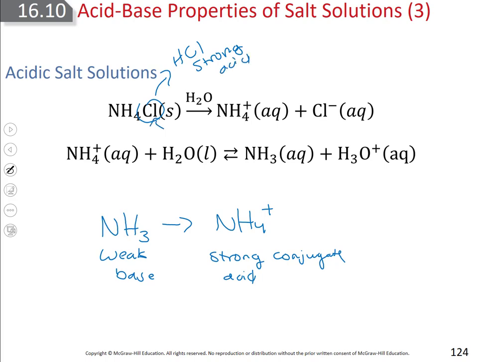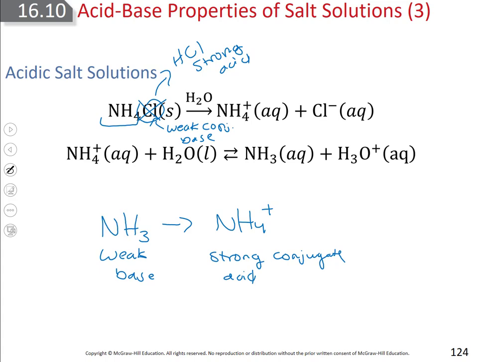Therefore, Cl minus is a what conjugate base? Weak conjugate base. Can it affect the pH then? No. Weak conjugate bases cannot affect the pH, which means we are going to ignore him. Now the question is, can ammonium affect the pH?